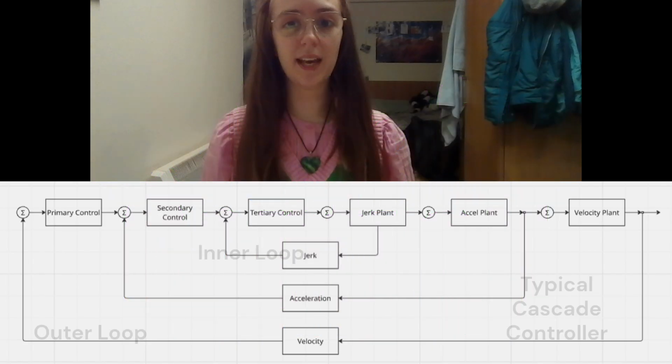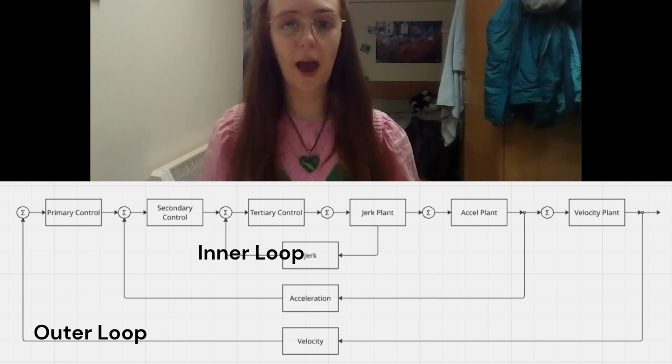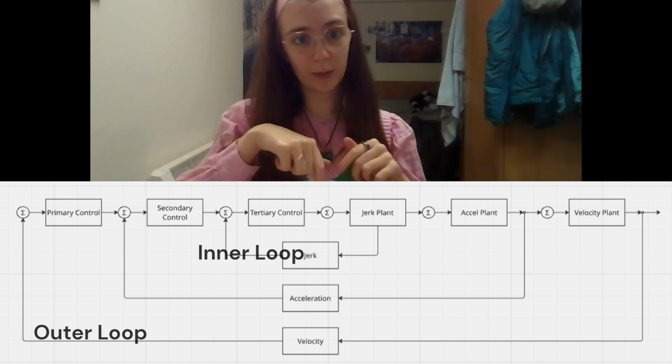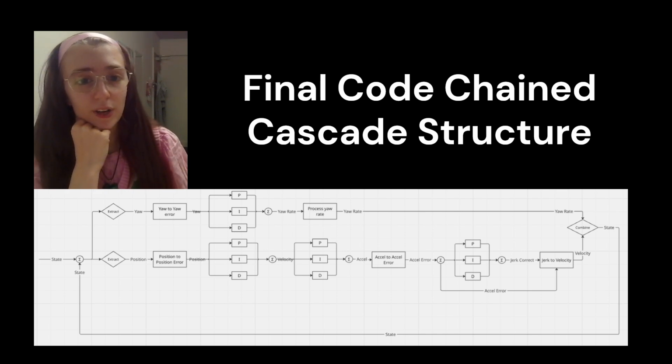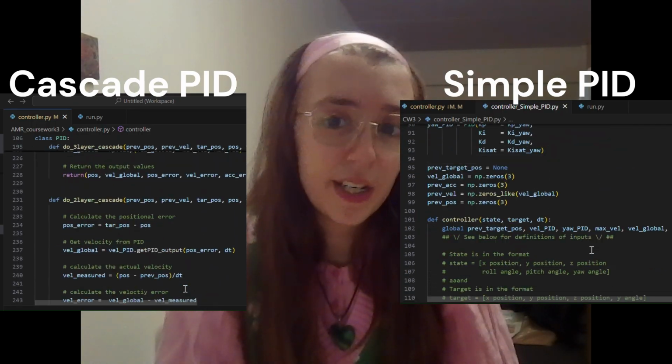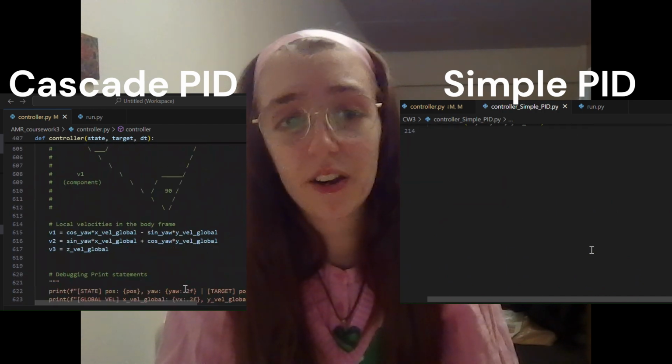A typical Cascade controller uses nested feedback loops to improve performance. The outer loop sets the target for the inner loop. However, a Cascade controller with a chain structure was used, as we could only control velocity and yaw rate. While Cascade PID reduces lag and improves responsiveness, it adds complexity and is harder to tune.